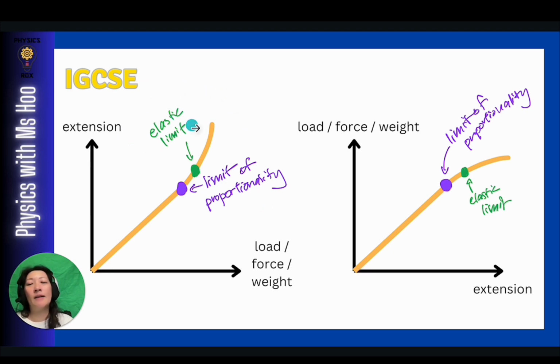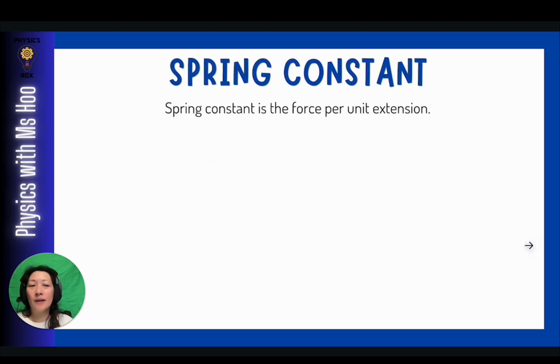Just be aware elastic limit is normally slightly higher, but you don't need to know how much higher. Alright, so now let's talk about spring constant. So what is spring constant? The spring constant here just refers to something like a coefficient or a value that is associated with the spring's ability to extend. The definition of spring constant is the force per unit extension.